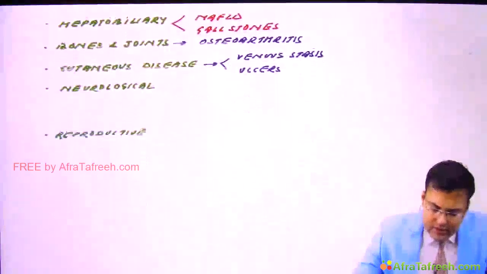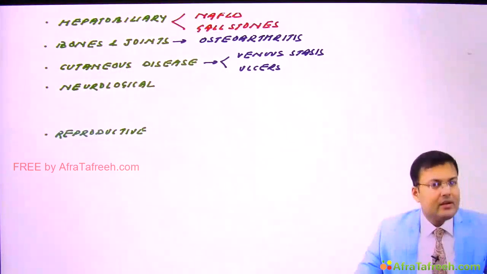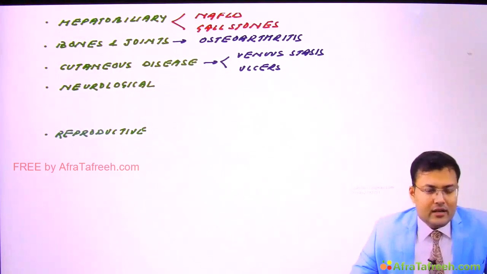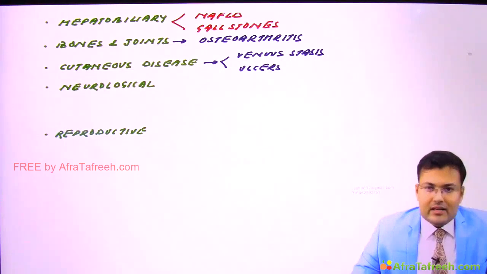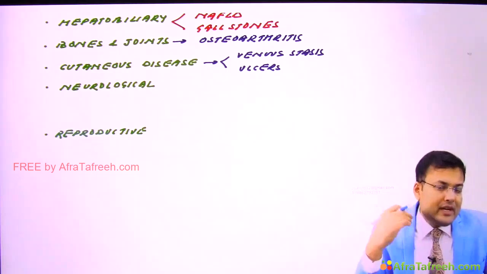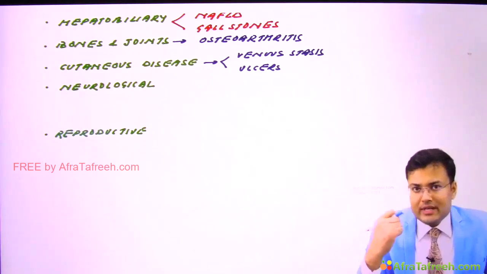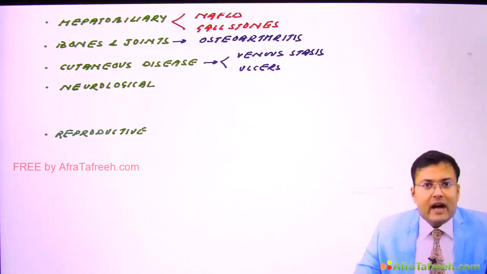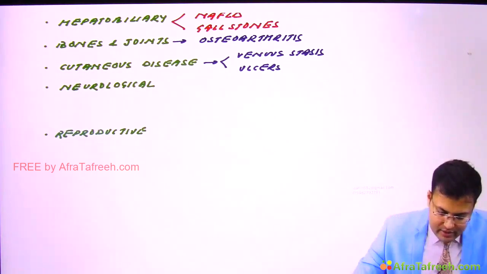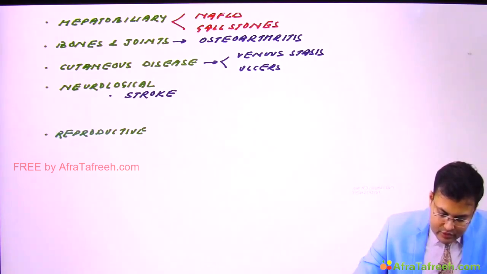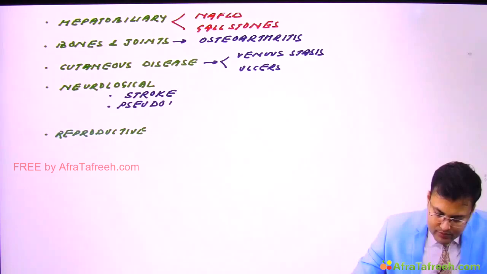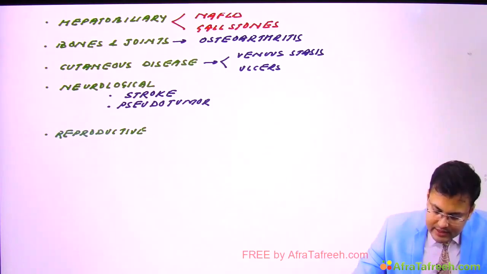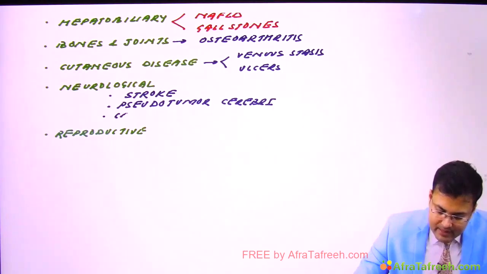What are the neurological manifestations, or the consequences on the CNS? These patients are at increased risk of stroke. There is increased risk of pseudotumor cerebri, and there is increased risk of carpal tunnel syndrome.